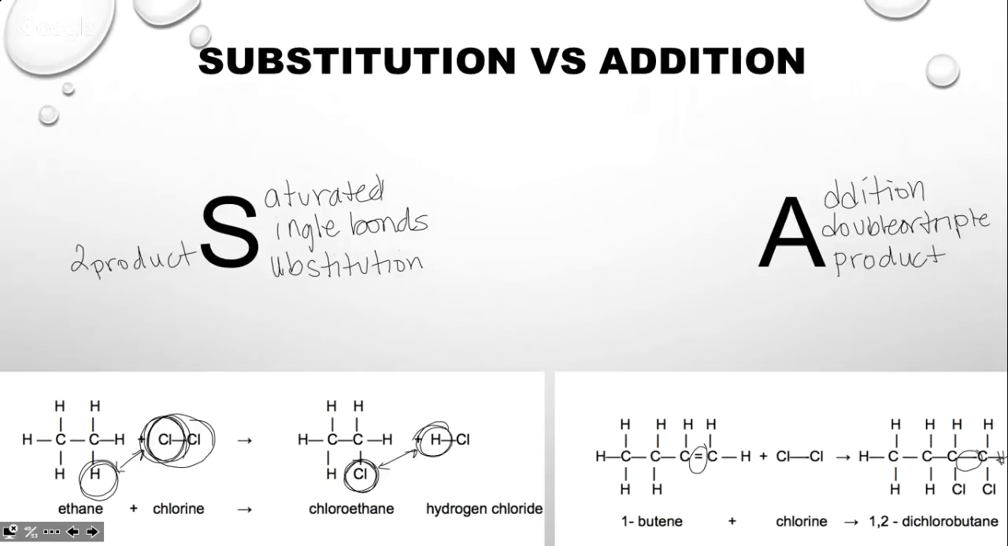When that double bond turns into a single bond, it opens up a spot on each carbon where they can pick up a new atom. So for addition, we only have one product because both of these chlorines can join on to the two separate carbons once that double bond becomes a single bond.